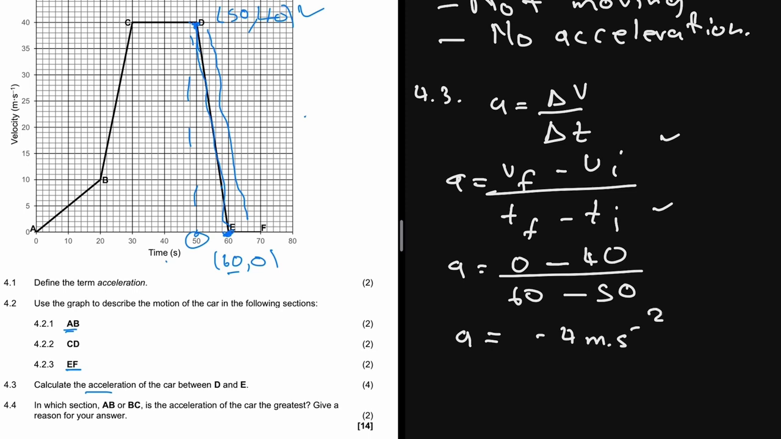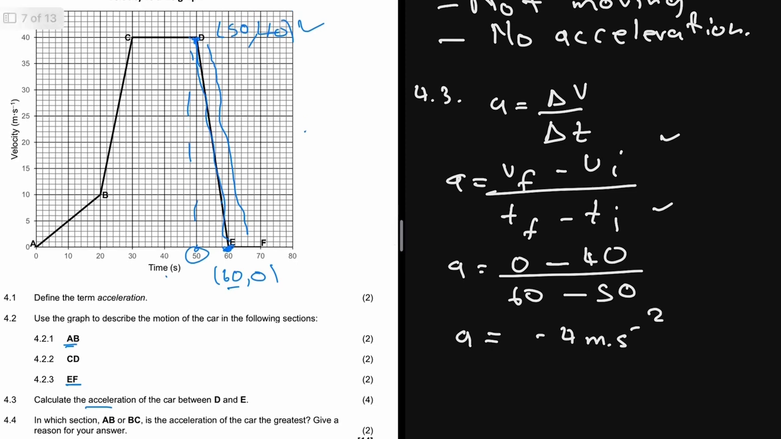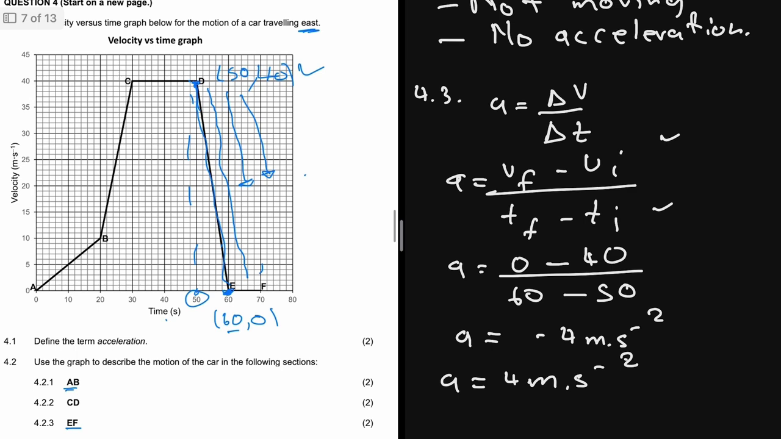So you see, from D to E the car was decreasing its speed. The car is still moving in the east direction, but it was decreasing the speed, which means the car was decelerating. So it was accelerating in the opposite direction. We can say this car is accelerating at 4 meters per second squared, but in the opposite direction. The direction was east, so this is going to be west, because negative means west.